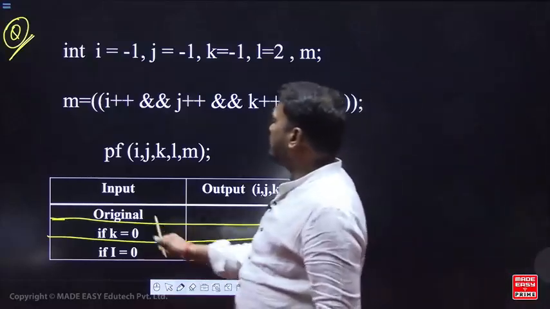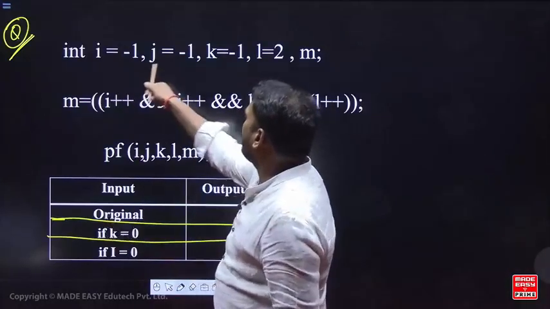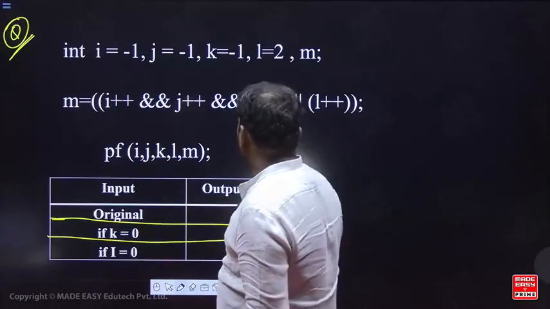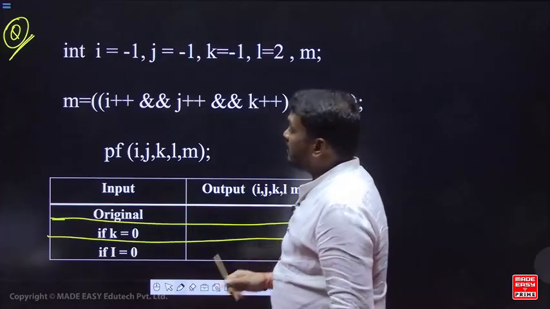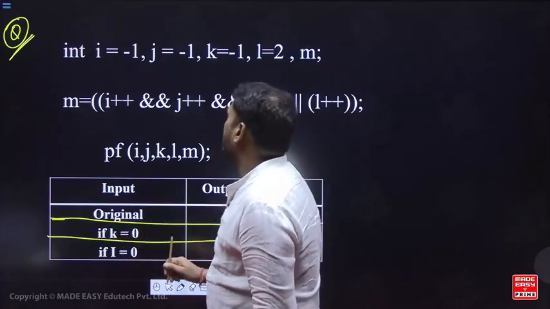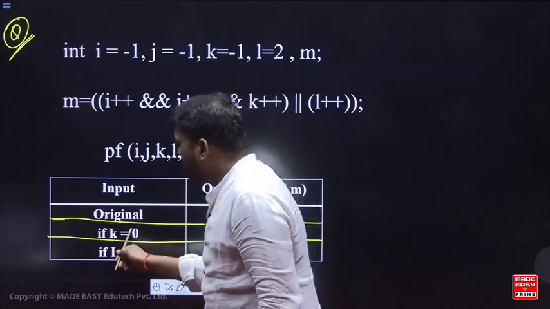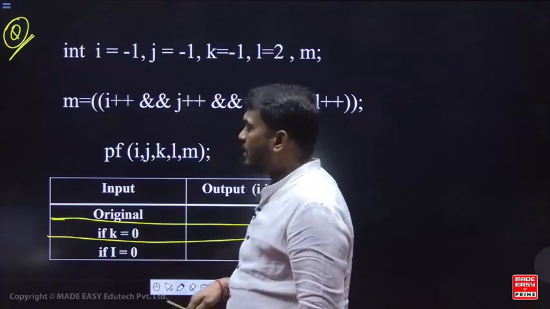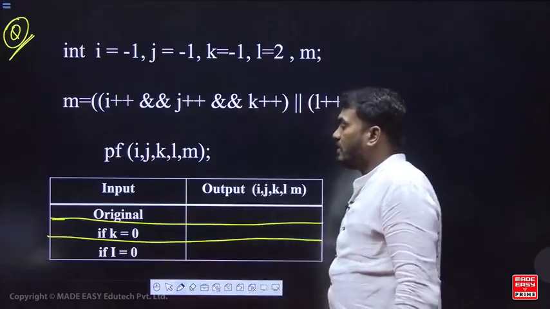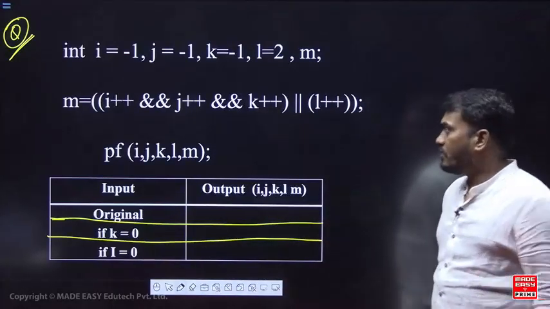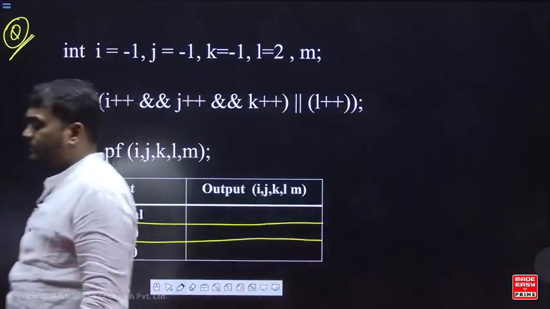With the original input, whatever is the original input given to you, what is the output you are going to get? If I print i, j, k, l, m, and in case if k equal to 0, only k equal to 0, then what is the output you get? And if only i equal to 0, then what is the output you get? That is the question. I think the question is clear for everyone.